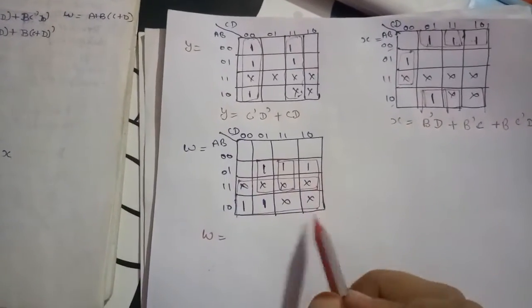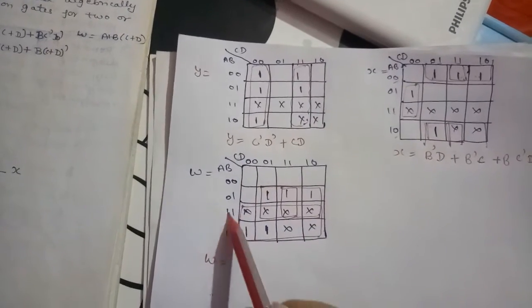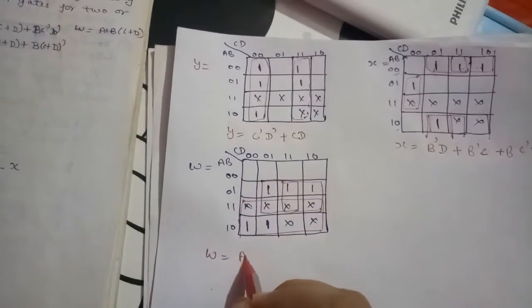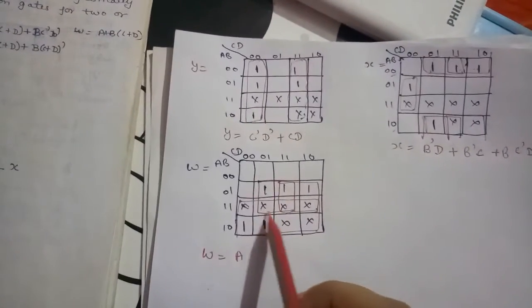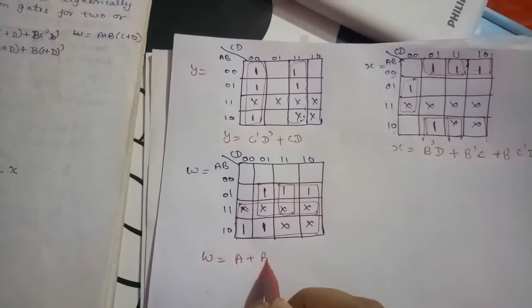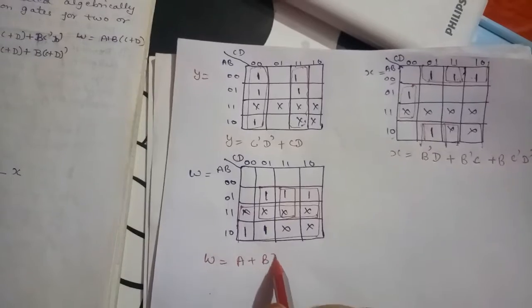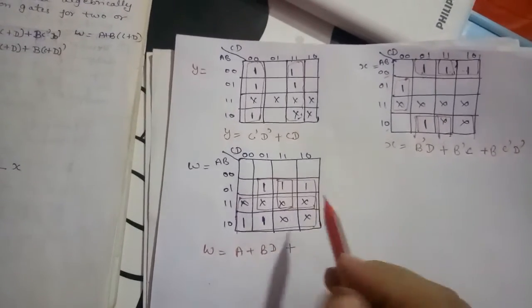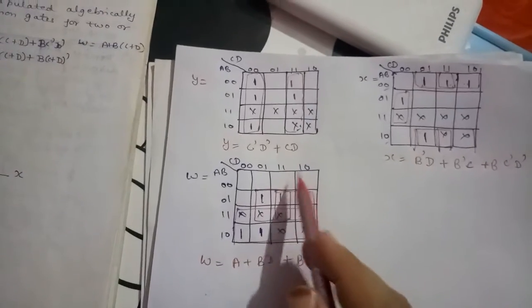And for W, it has a group of 8, so these values will not be considered and only the value A is considered. A is the code for this group of 8. Then this group of 4 is coded as B, because B is not changing, and here D is not changing, so B D plus, and this one again has B and C.